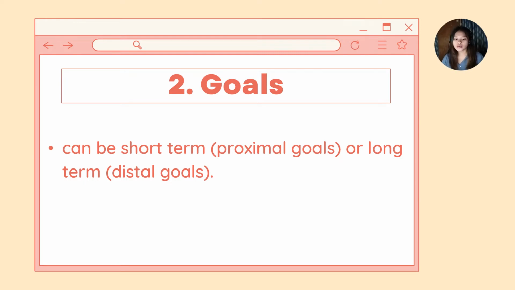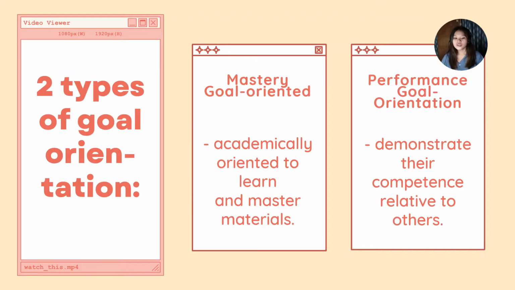Short term or proximal goals are goals that only take a few days or weeks to achieve, for example, completing daily homework assignments. Long term or distal goals take several weeks, months, or even a year to achieve, with a few sub goals that can be used to assess progress towards a final goal. There are two types of goal orientation: mastery goal orientation and performance goal orientation.